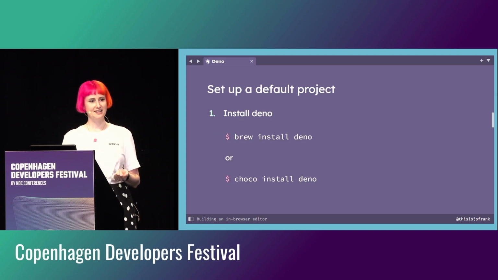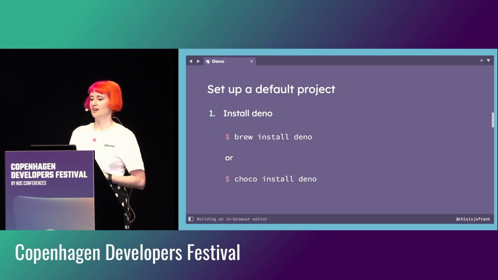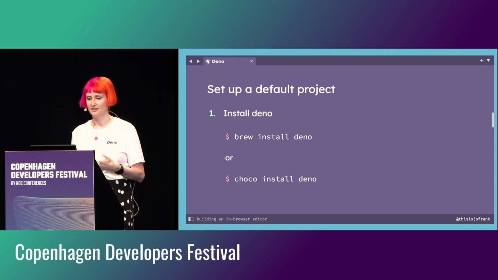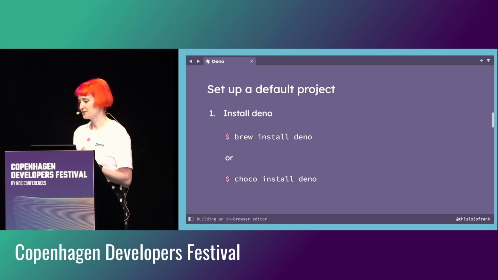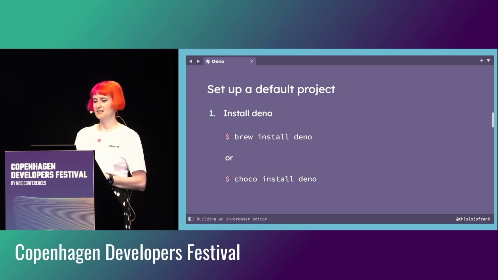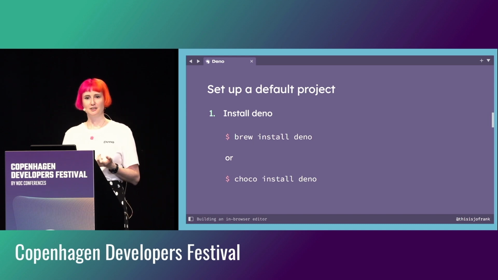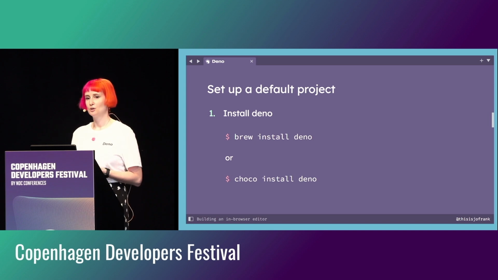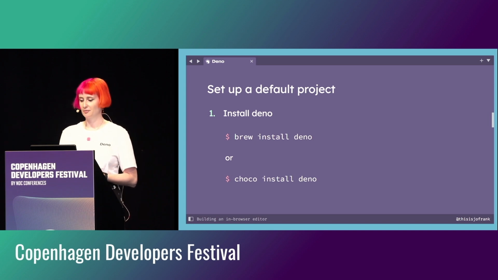So first of all, we're going to set up a new Deno project. Setting up is super easy. You can install Deno with curl, with brew, with chocolatey, depending on what operating system you're on. And if you've used Deno in the past, a lot of things have changed. So it's probably more familiar than you think if you're moving over from Node.